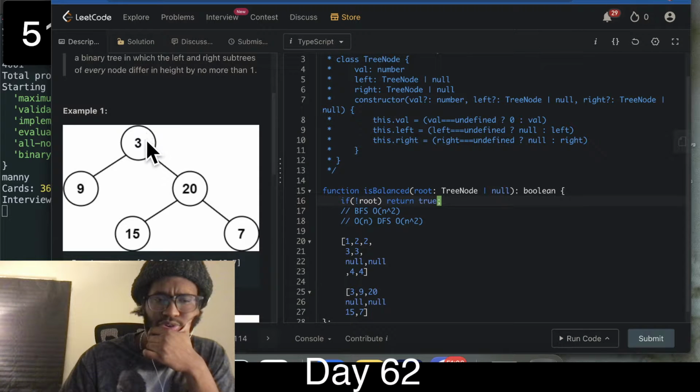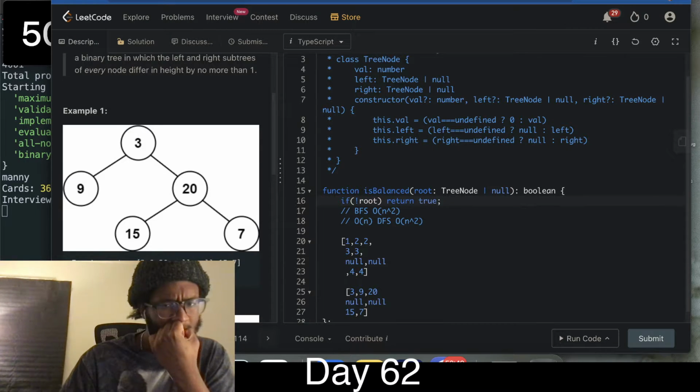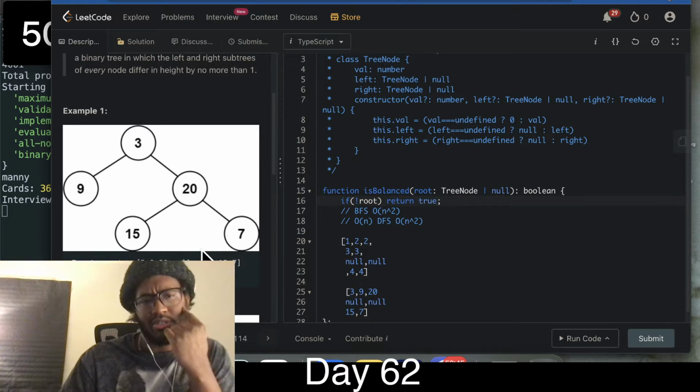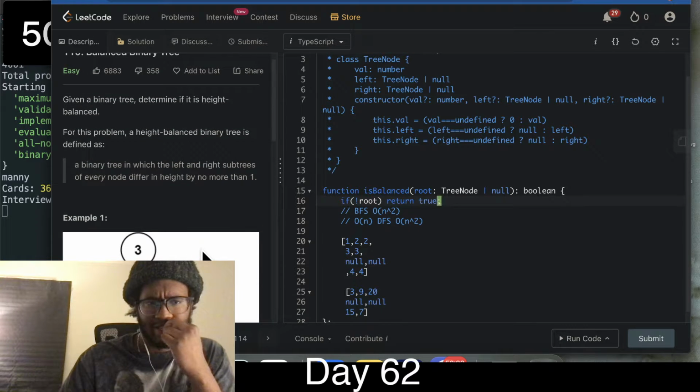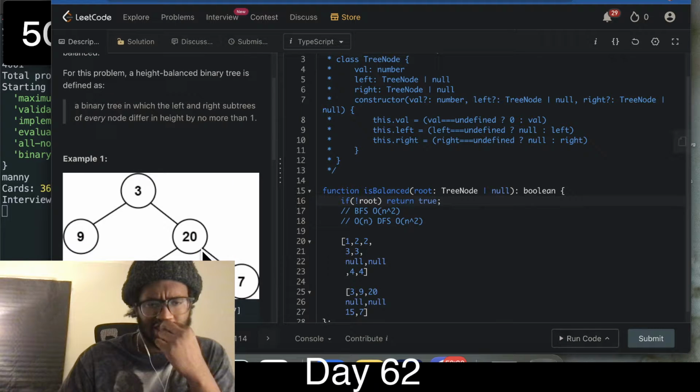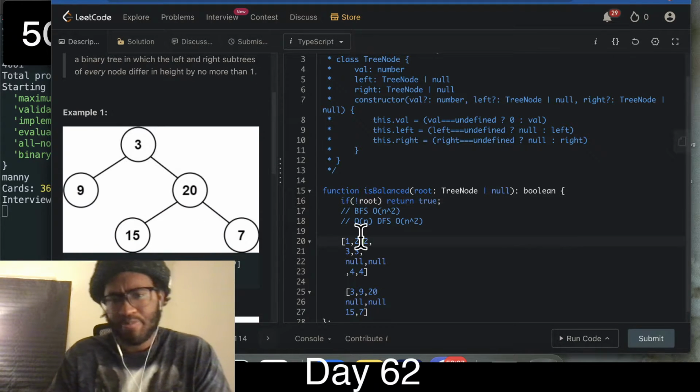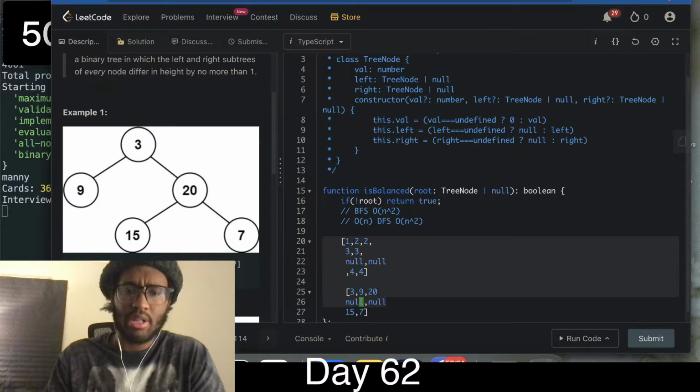There's no way, because if you're going all the way down the tree, and you need to make sure that it's height balanced, at least with the DFS, maybe the best we can do for this is n squared.